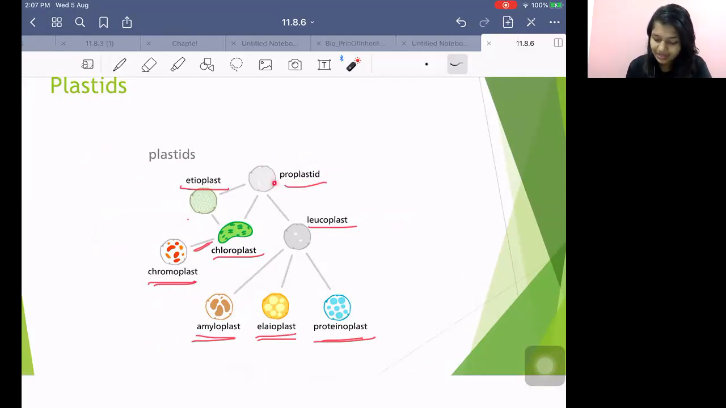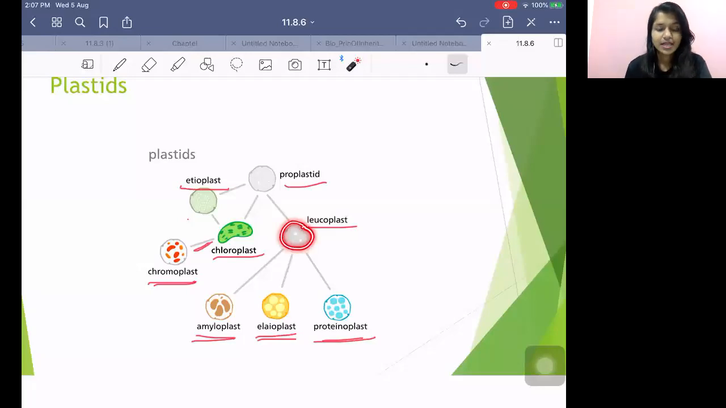If it starts having chlorophyll, you will call it chloroplast. If it has some pigment but does not have chlorophyll, giving some yellow color, red color, you will call it chromoplast. If it does not have any pigments, leucoplast. Got it? So chloroplast has chlorophyll. If you don't have chlorophyll but have some other pigment giving red, yellow, or orange color, chromoplast. If there is no pigment, colorless, leucoplast.